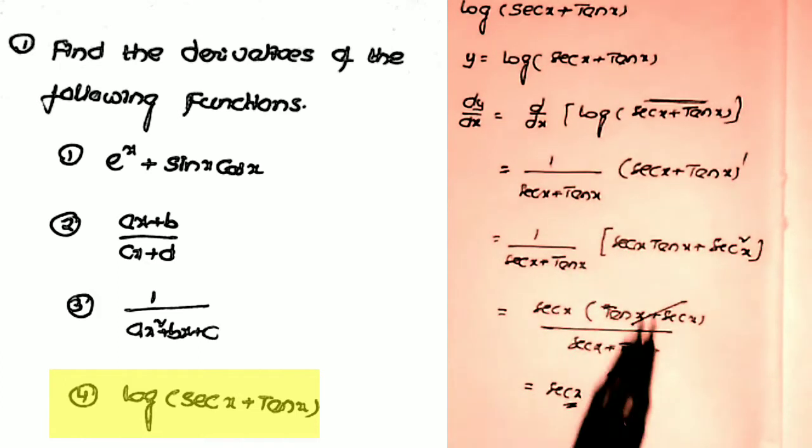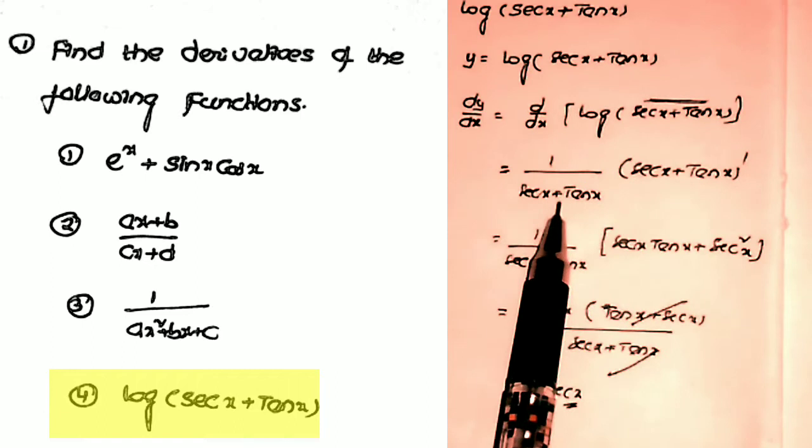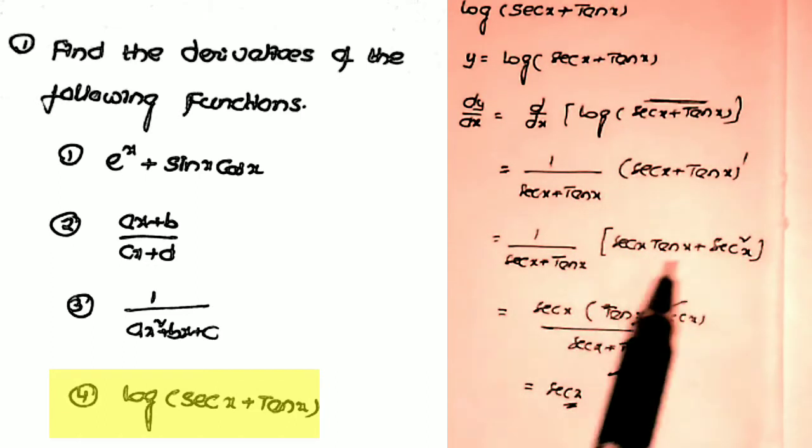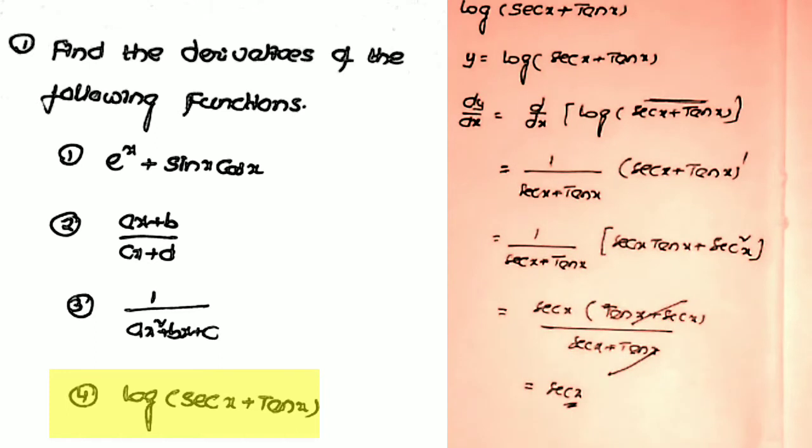That's all. Log x form, log x derivative 1 by x. Again x derivative. What is x? Secant x plus tan x. And taking secant x common, then we get the required answer.